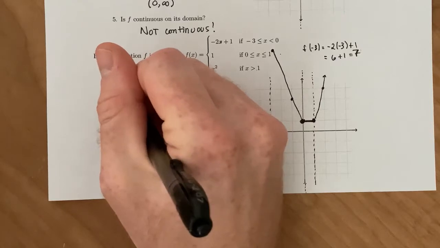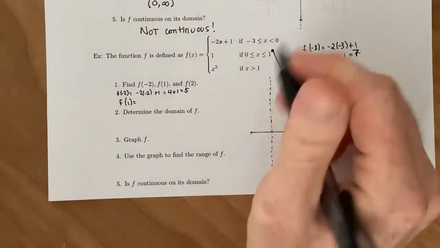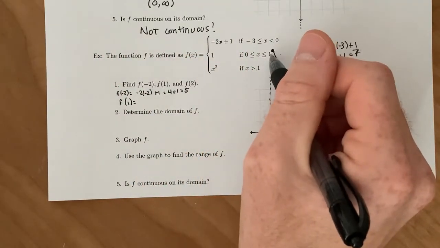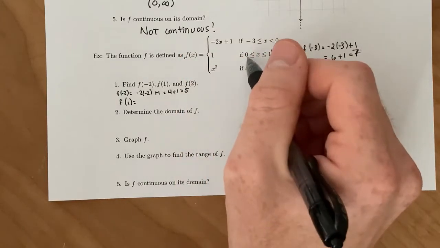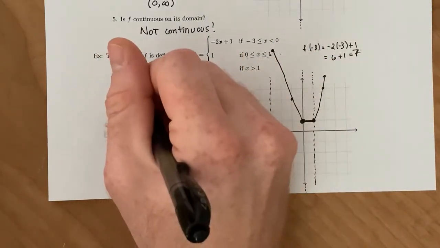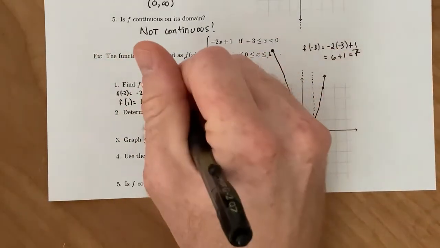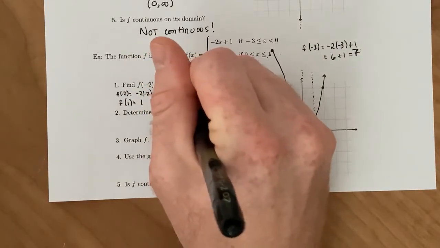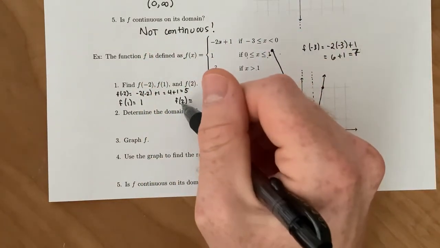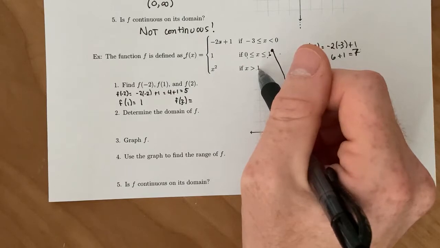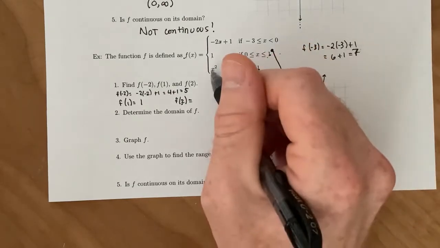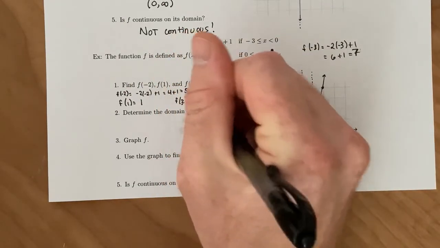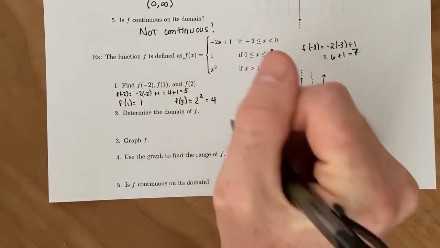If I take f of 1, well, 1 is equal to 1. And our function says anything between 0 and 1 gives us 1 back. And then f of 2, well, 2 is larger than 1. And so our function looks like x squared. And 2 squared gives us 4.